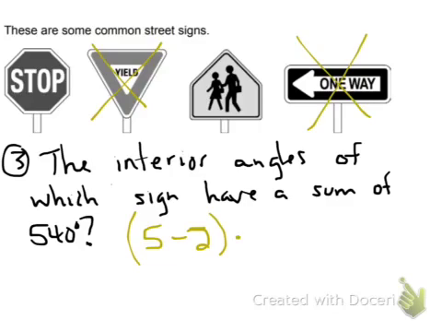We'll do our math just to make sure. So we have 5 minus 2 is 3. 3 times 180. And sure enough, it's 540 degrees.